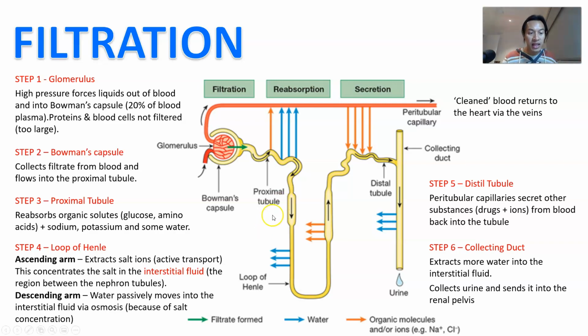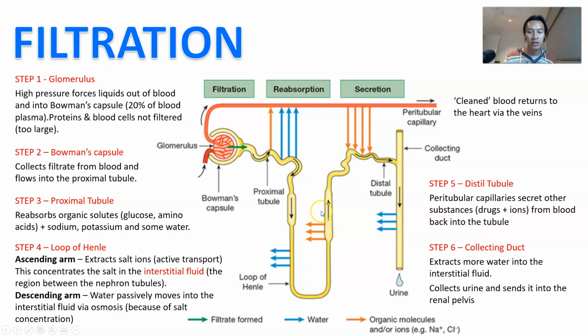Okay, the ascending arm, this one here on the right, is going to extract salt ions and actively transport the salt out of the tube and into the surrounding cells. Okay, the surrounding fluid is called the interstitial fluid, and that's going to super concentrate the salt, right? And so as it goes out, it's going to send more and more salt into the cells here, and it's going to super concentrate this particular fluid section.